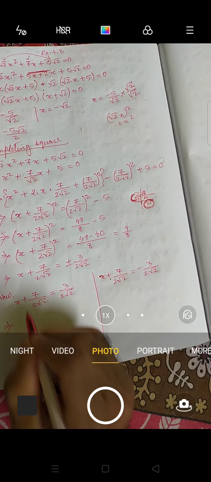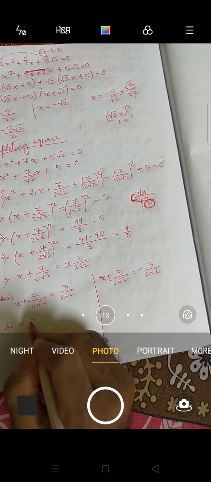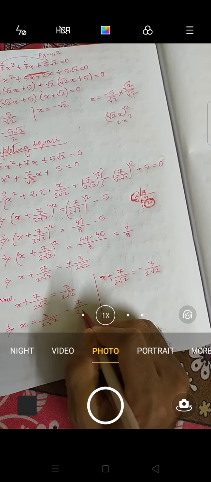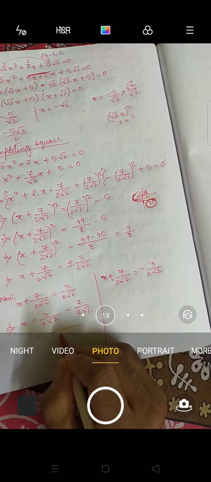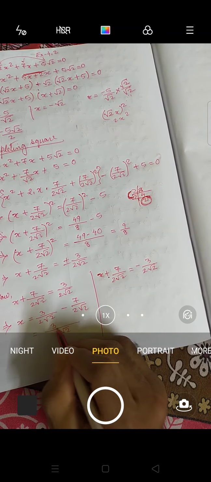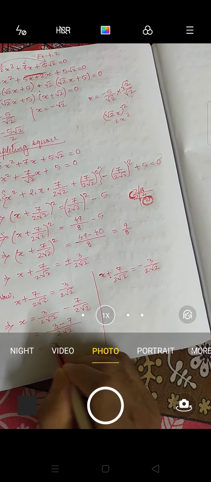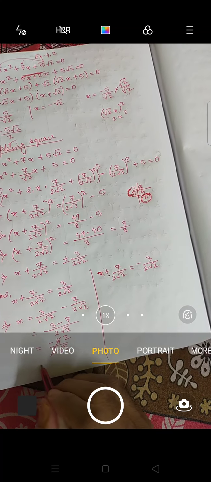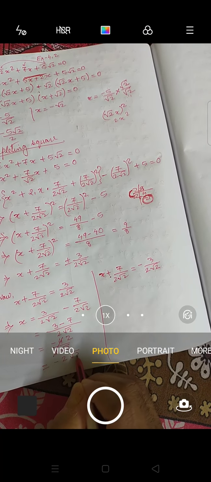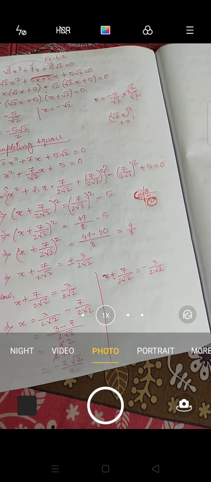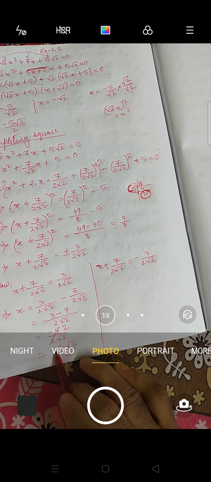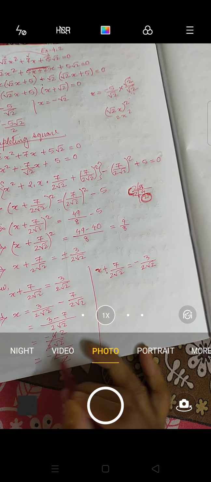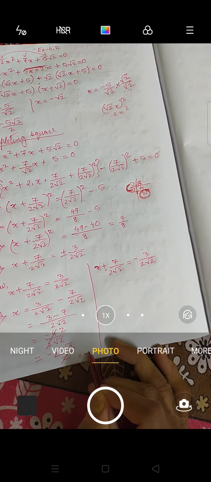So we'll take this number that side, we'll be having x is equal to 3 by 2 root 2 minus 7 by 2 root 2. When you take LCM, you will be having 2 root 2, and here you will be having 3 minus 7. So this one will be minus 4 by 2 root 2. 2 and this will be cancelled. When you solve this one, you will be having minus 2 by root 2. When you rationalize this one, you will be having minus 2 root 2 by 2. Now this 2 and this 2 will be cancelled. You will be having minus root 2.